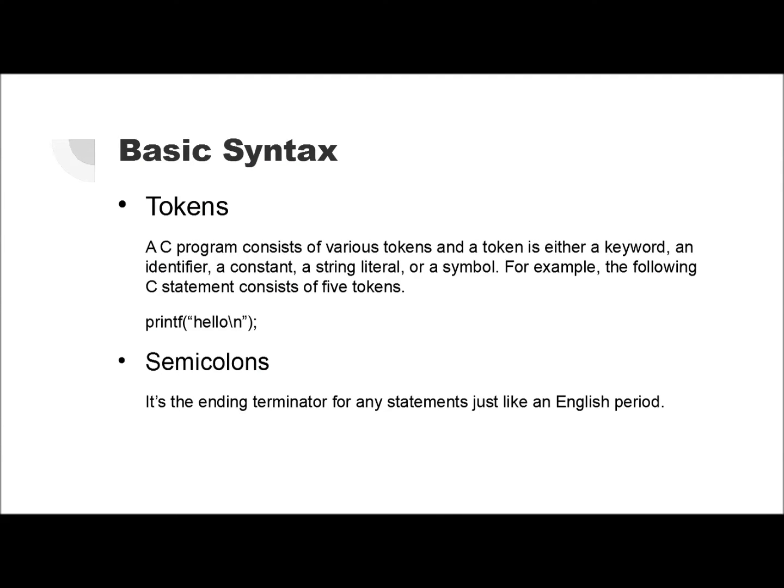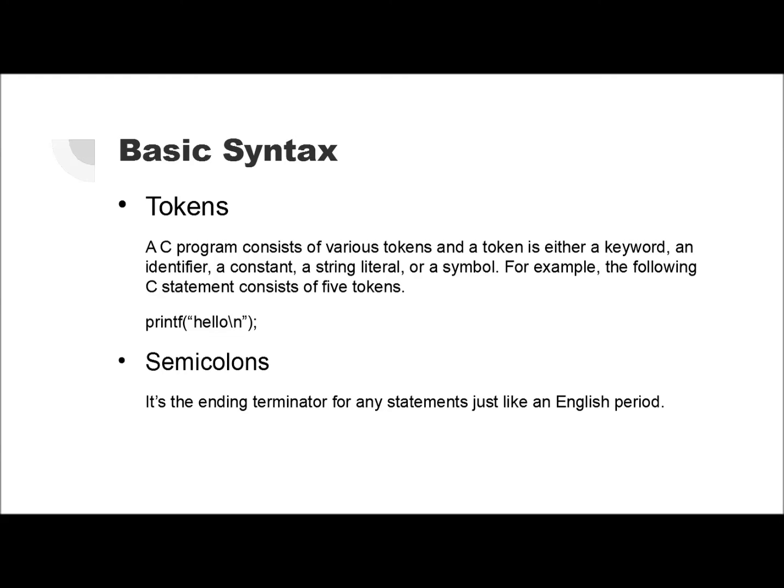Basic syntax. We have tokens. A C program consists of various tokens, and a token is a keyword, identifier, a constant, a string literal, or a symbol. For example, the following C statement has 5 tokens. Now, a token is kind of like a single part of a C statement. C statements are like miniature parts of functions, and functions are the miniature parts of your program. So they're kind of like the very minimum for your program.